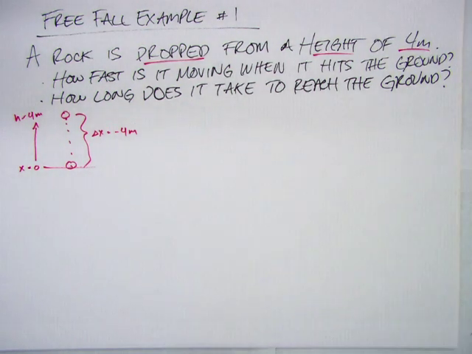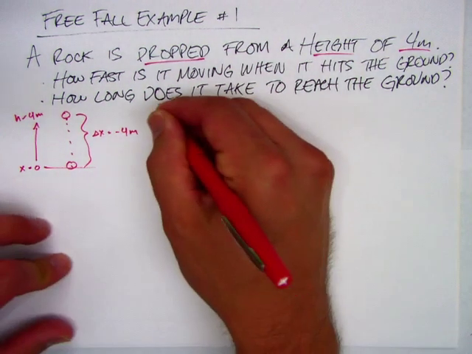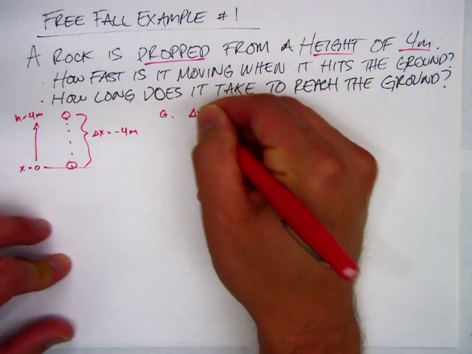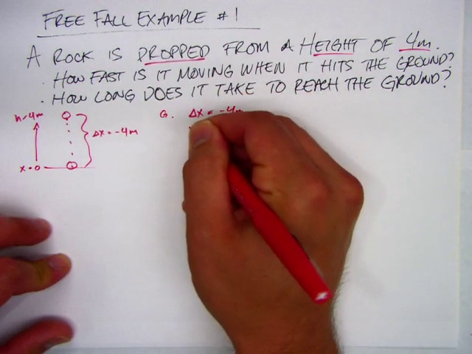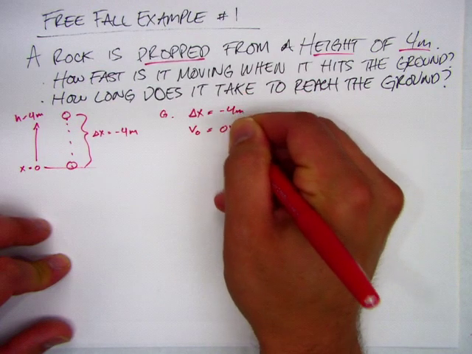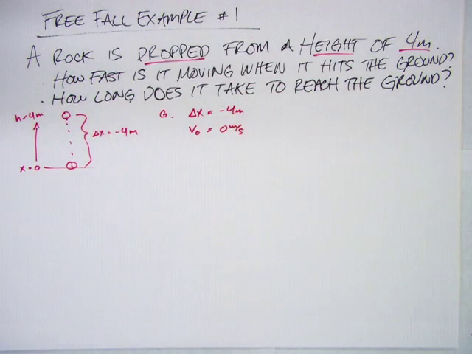I also see that it's dropped. Dropped implies not moving to begin with. Okay, if I said I threw it upward at some velocity or threw it downward at some velocity, you would say v naught is not 0. But if I say dropped, make the assumption that v naught is 0.